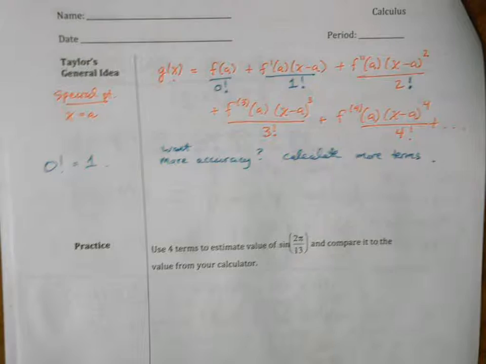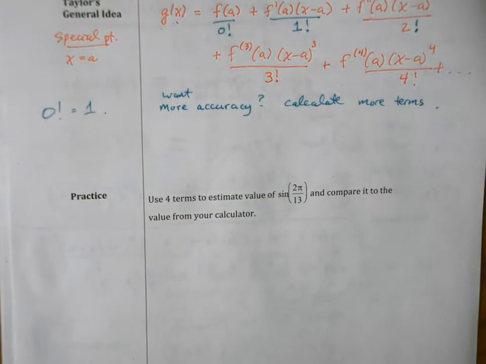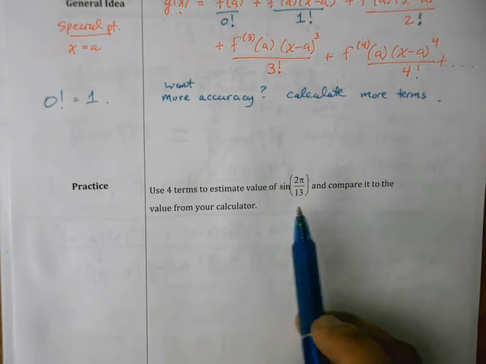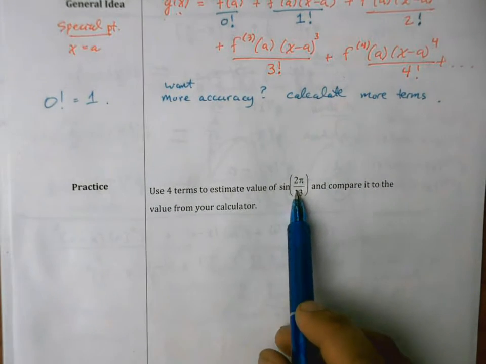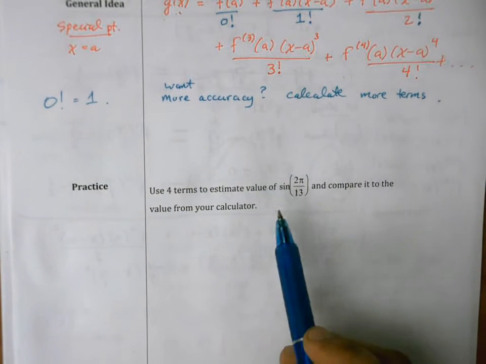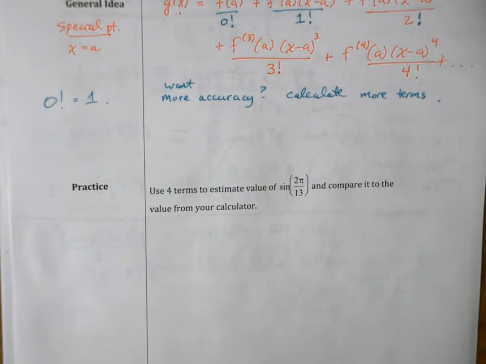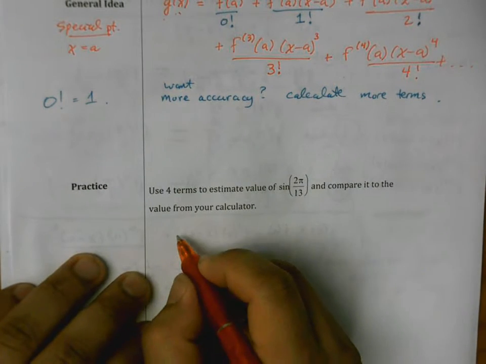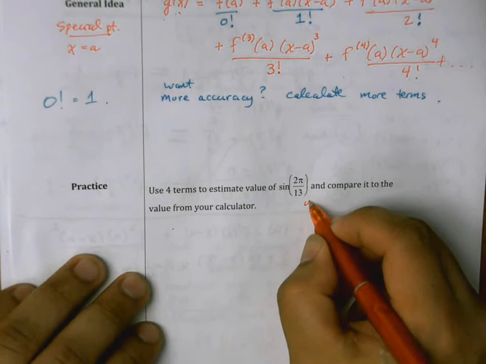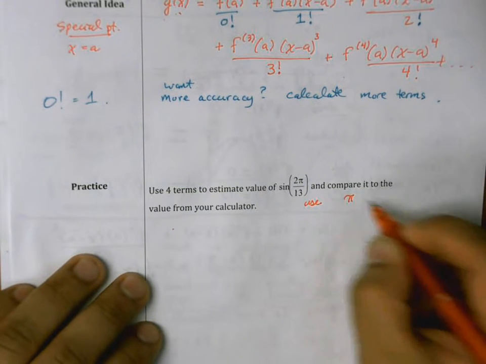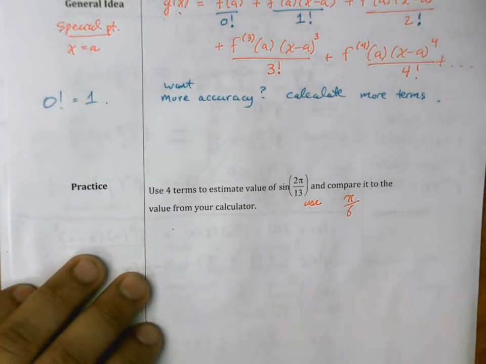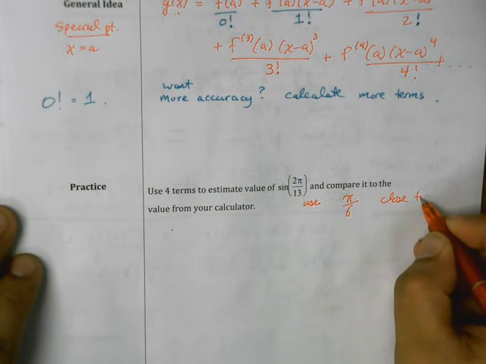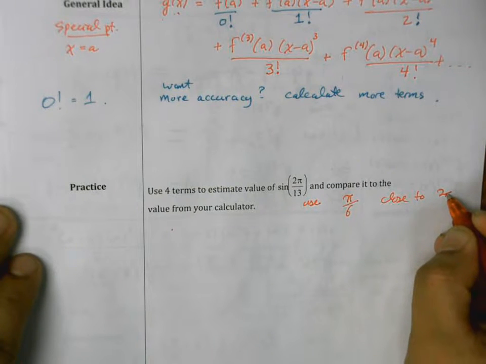So let's put this to practice a little bit. Let's use 4 terms now to estimate the value of sine of 2 pi over 13, and we can compare this to the value from your calculator. Okay, so let's see, 4 terms. So the first term is going to be, and we're going to use a number. Let's use pi over 6 again, because pi over 6 is close to 2 pi over 13.